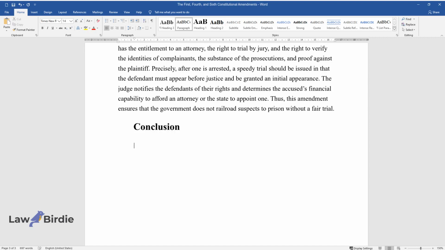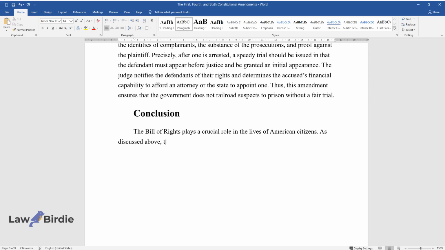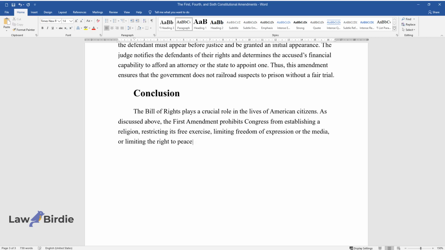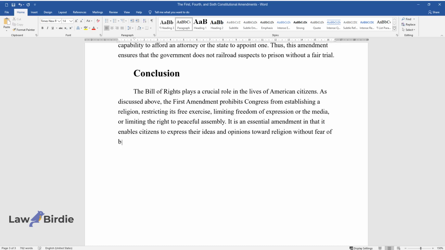Conclusion. The Bill of Rights plays a crucial role in the lives of American citizens. As discussed above, the First Amendment prohibits Congress from establishing a religion, restricting its free exercise, limiting freedom of expression or the media, or limiting the right to peaceful assembly. It is an essential amendment in that it enables citizens to express their ideas and opinions toward religion without fear of being judged.